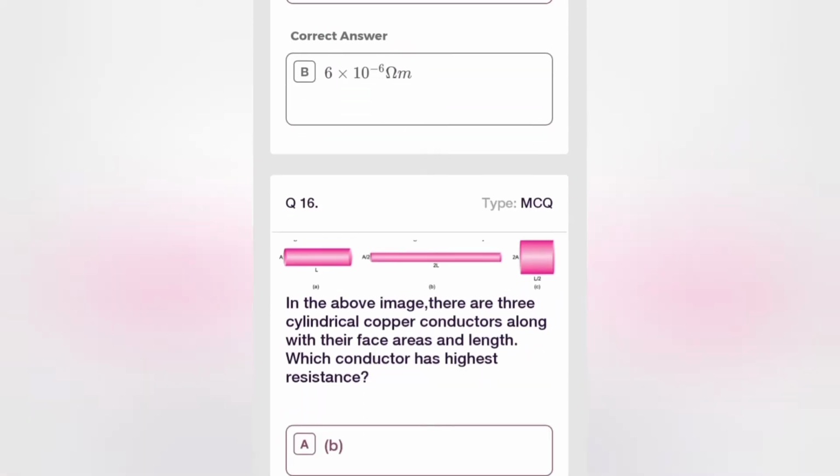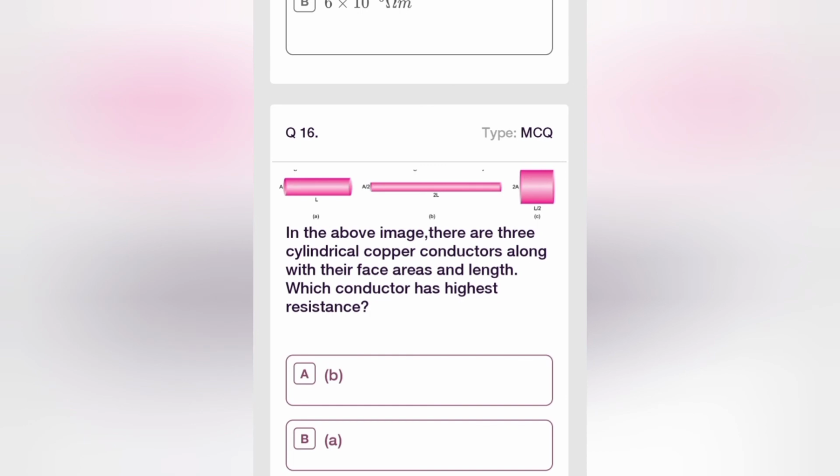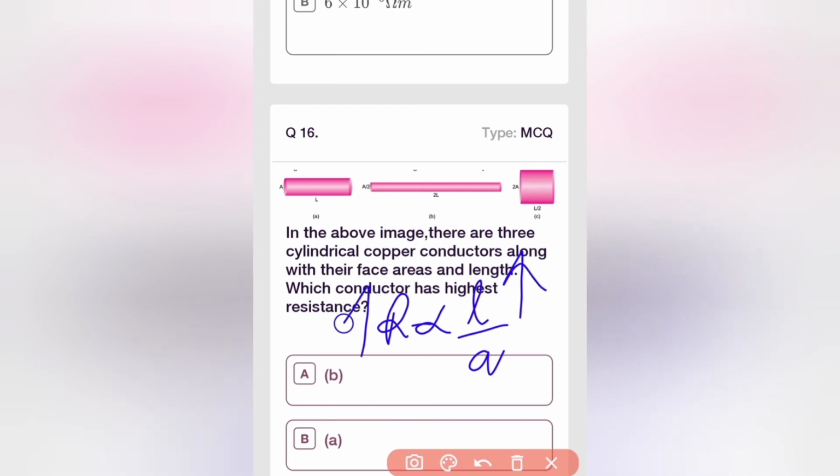Next question, 16th one. In the above image, there are 3 cylindrical copper conductors along with their face areas and length. Which conductor has the highest resistance? You should know the relation that resistance is directly proportional to length and inversely proportional to area. So when the length is increasing, resistance will increase. When the area is decreasing, resistance will increase.